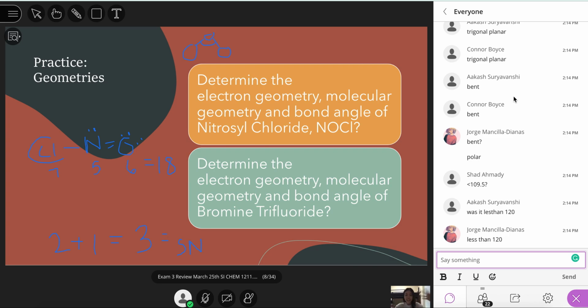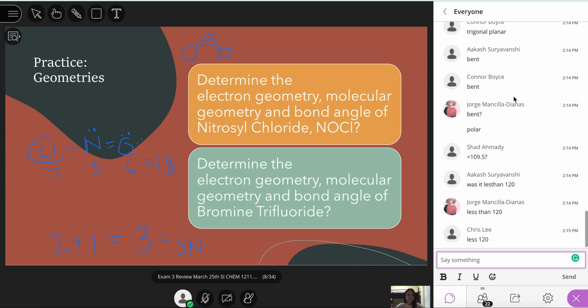What is it? Does anyone have anything else they want to say? Or is that the final? Anything else? Okay, I'm just gonna assume less than 120. Yes, that's actually correct. I think less than 109 is actually associated with a different steric number, but I appreciate the effort. It's actually just less than 120. Yep, correct. So now that we did that, let's do the second one.